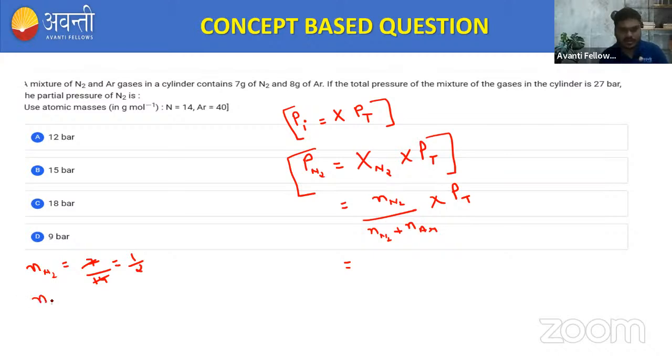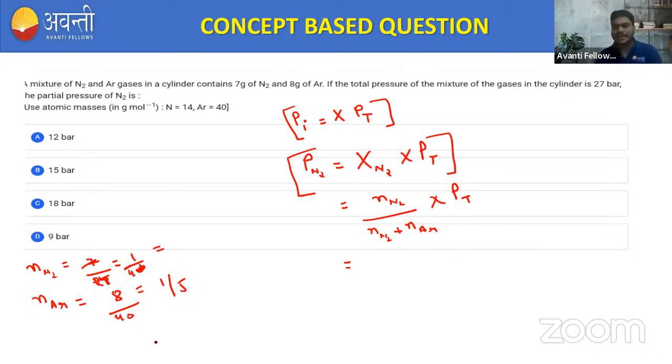Similarly, the number of moles of argon. So how much will argon come, brother? That is 8 gram. And what is the molecular mass of argon? That is 40. So this comes out to be 1/5. Okay? Put these values in. So this is 7/28, sorry, not 14. 28. This is 1/4, sorry. Make the correction here: 1/4.